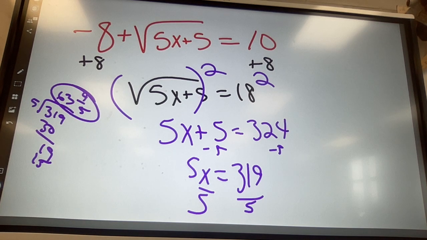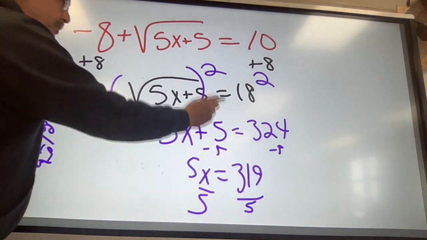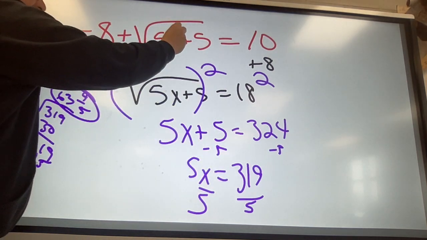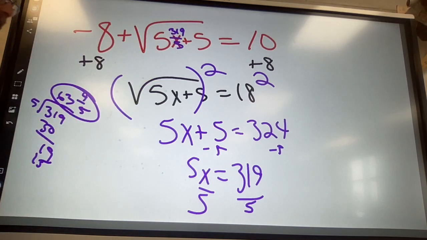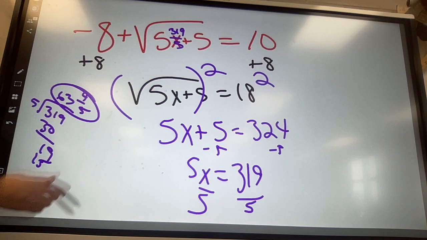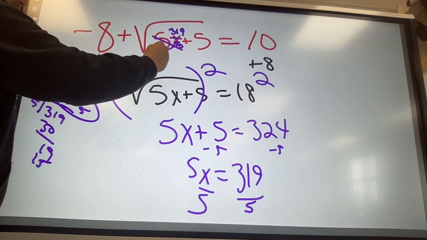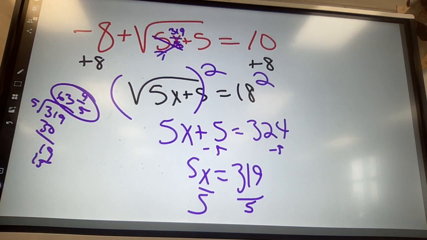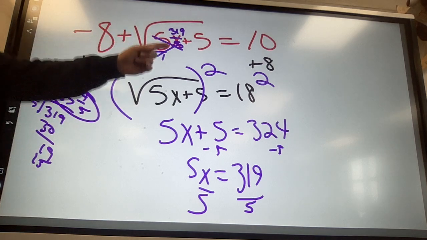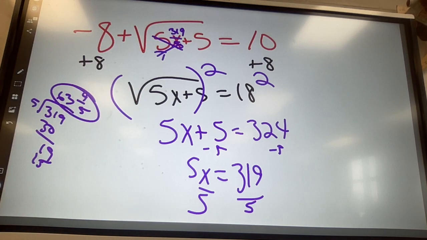But you know what? It's actually easier to double check doing the fraction way, because when I put in 319 over 5, this is so cool. The 5 over 1, they just cancel out, and that becomes 319 plus 5. I am worried about my answer. Somebody please square root 324 for me.